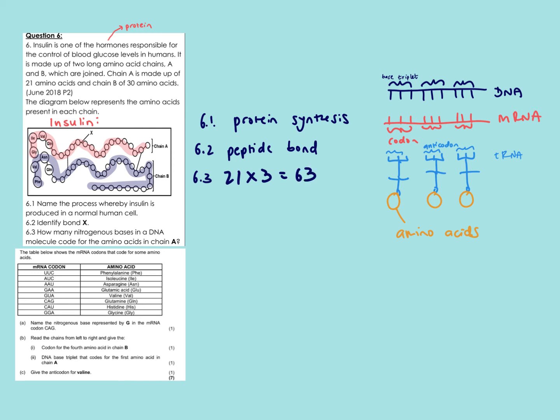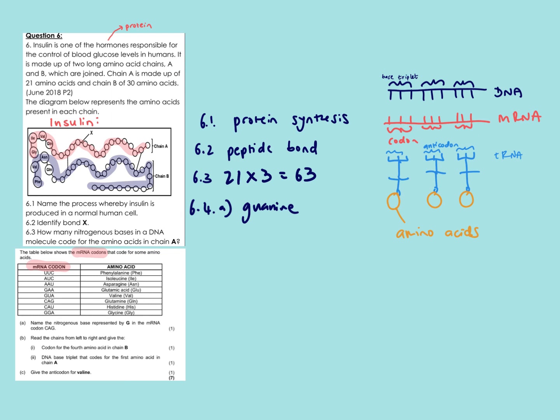So the next question says the table below shows mRNA codons that code for some amino acids. So it's the mRNA codons being given. Name the nitrogenous base represented by G in mRNA. Now that's an easy one. It's just going to be guanine because that's what G is. The next question is a little bit harder. Reading the chains from left to right, give the codon for the 4th amino acid in chain B.